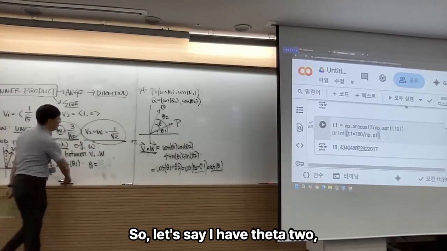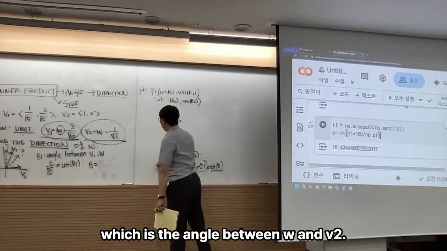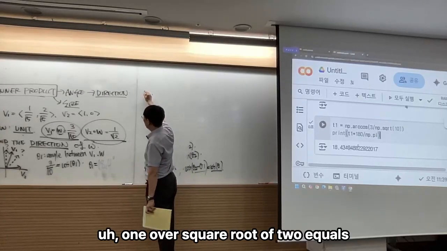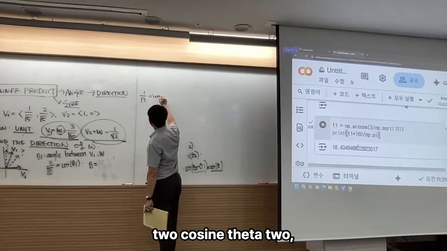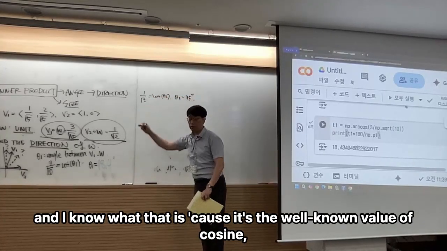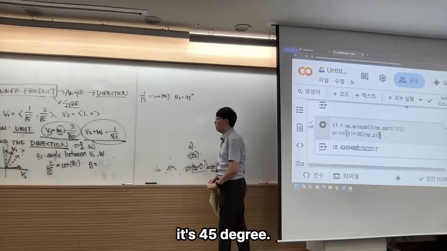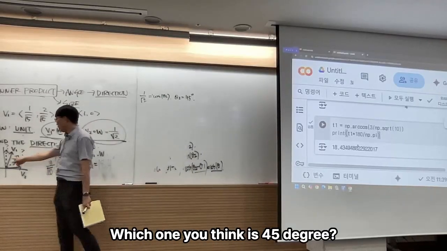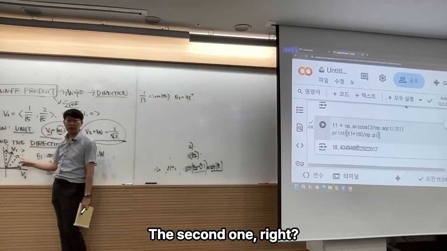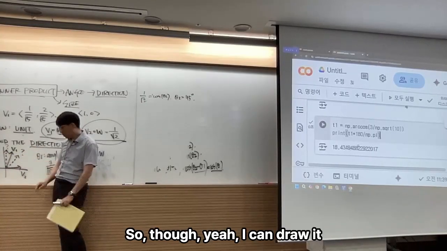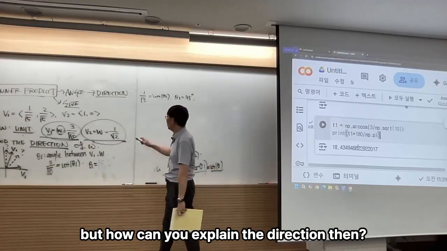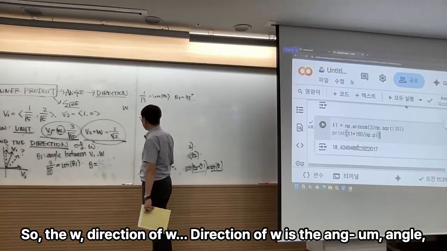So let's say I have theta 2, which is the angle between W and V2. In that case, 1 over square root of 2 equals cosine theta 2. And I know what that is, because it's a well-known value of cosine. It's 45 degrees. Which one do you think is 45 degrees? This one or this one? The second one, right? It seems like it's the second one. So yeah, I can draw it, but how can you explain the direction then?